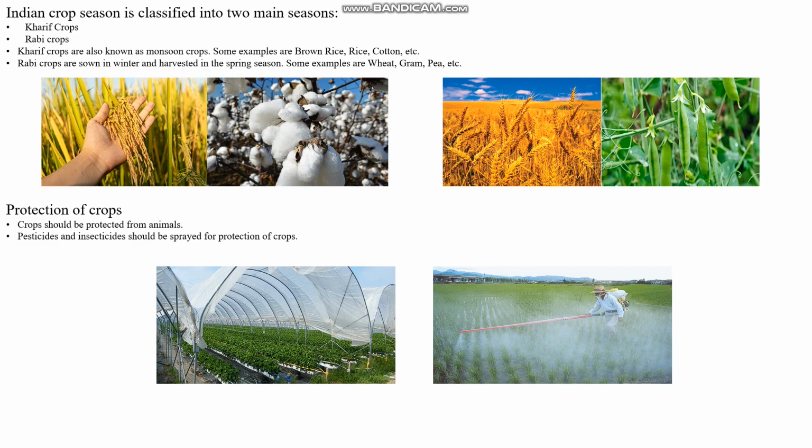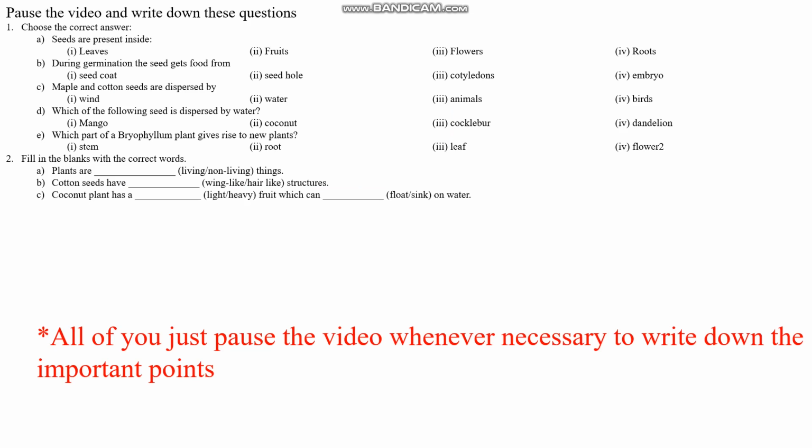When doing agriculture, or when crops are grown, they need to be protected. So protection of crops is important. Crops should be protected from animals. Big animals can be kept away by proper fencing around the fields, and crops can be protected from insects by spraying pesticides. Once the crop is harvested, it is stored properly to protect it from animals.